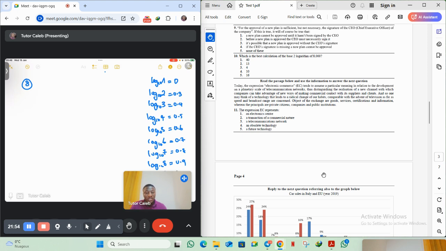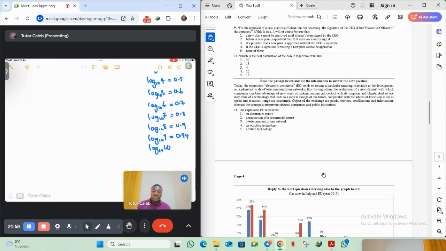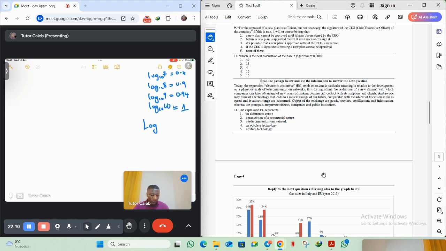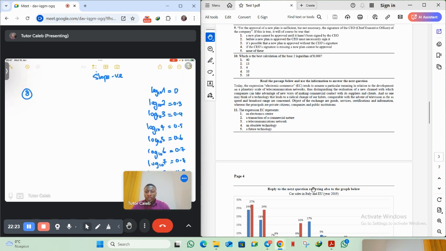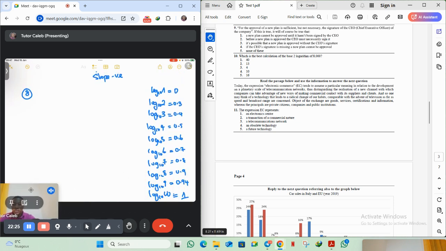Now, for the logarithm of 10 base 10, anything raised to its own base, that means the logarithm of 10 to base 10, the logarithm of 9 to base 9, will give you 1. The rule is the logarithm of a to base a equals 1. Now, I'm going to use these approximations in order to solve the question.